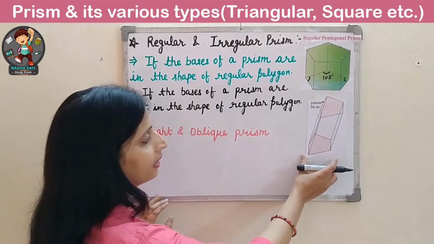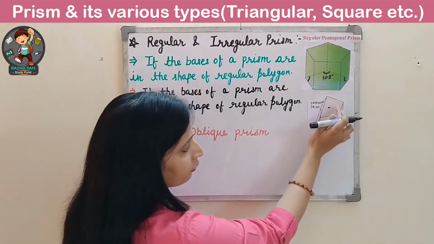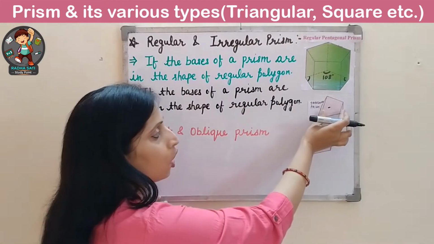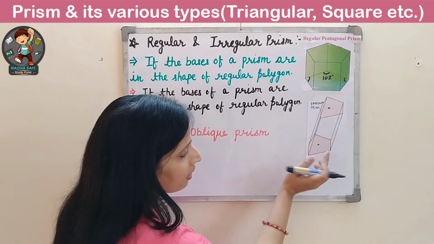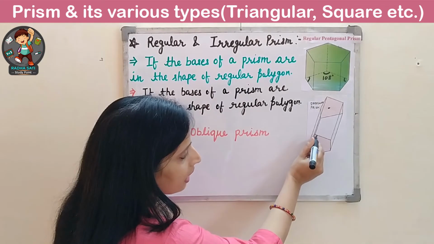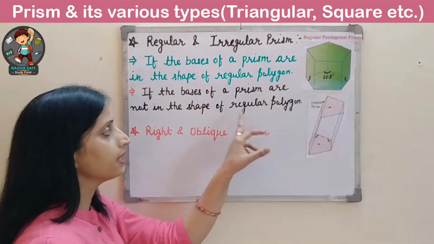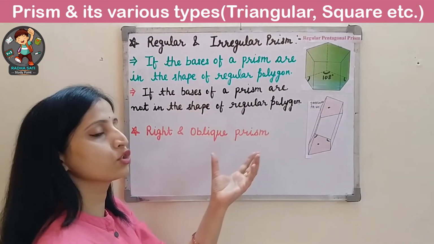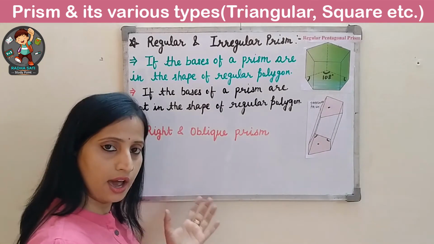Like you can see here in this figure, the top and the bottom faces are not in the shape of a regular polygon. They are not a regular pentagon. Here you can see that the sides are different. Sides are not equal, and also the angles are not equal. So that's why it will be considered as an irregular prism. Here the side faces will also not be in the shape of a rectangle. They can be in the shape of a parallelogram.